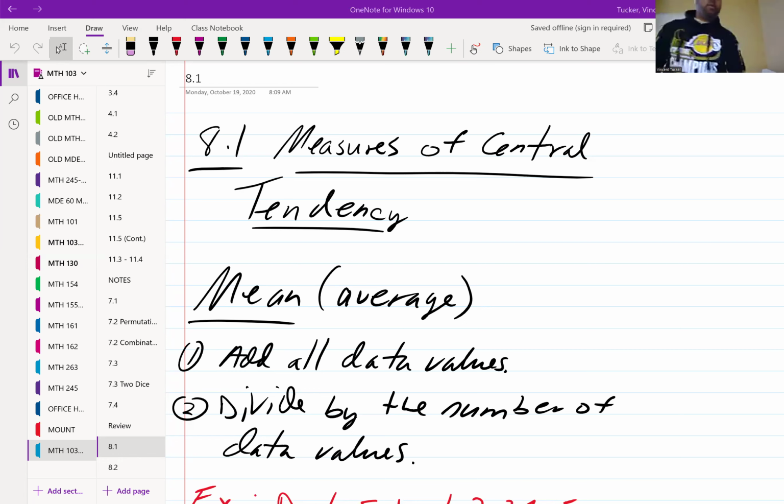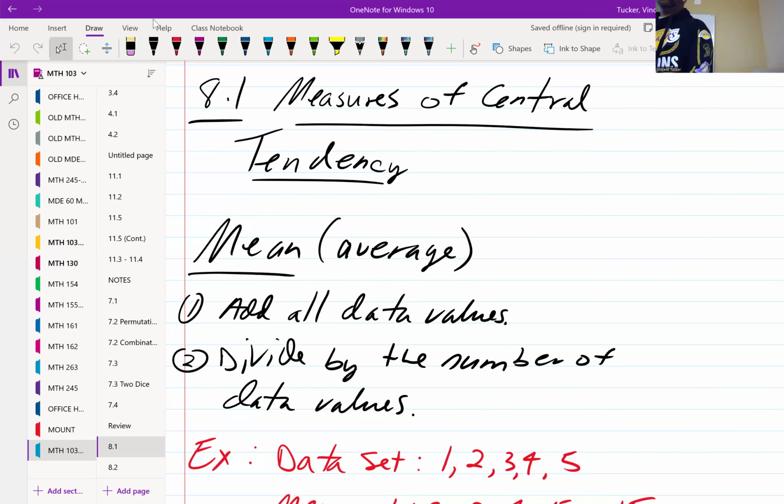We get into 8.1 today, measures of central tendency. We may do 8.2, we'll see.